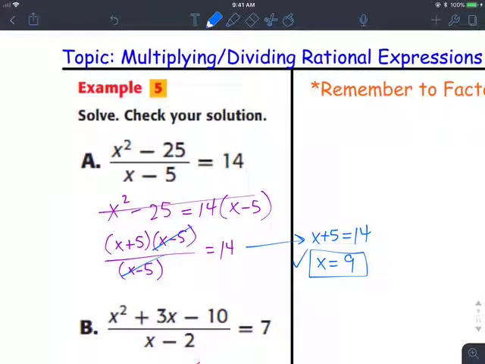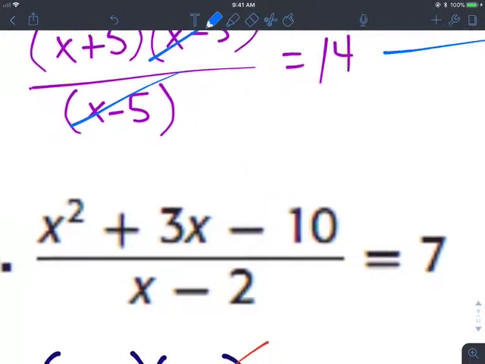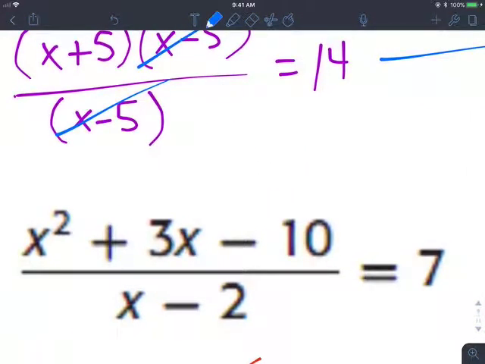Did the steps make sense? Yeah. You just used the skills you just learned to solve an equation. Okay, one more for you to try. These problems, you have to be careful about extraneous solutions. So try and solve this one.